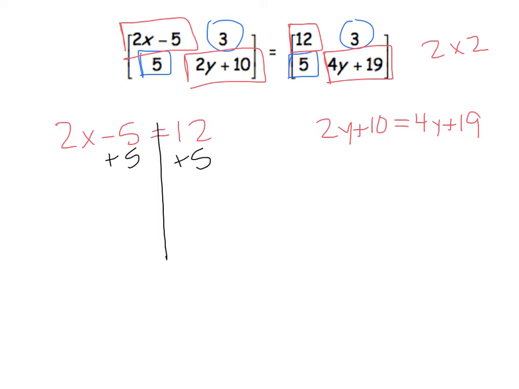Here, I'm going to add 5 to both sides. So we get 2x equals 17. Divide both sides by 2, so we get x equals 17/2.